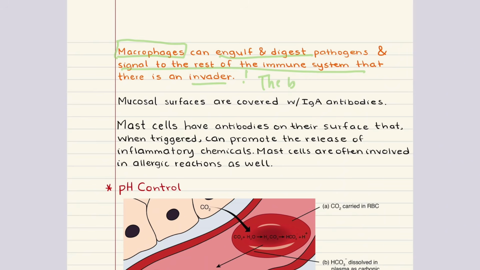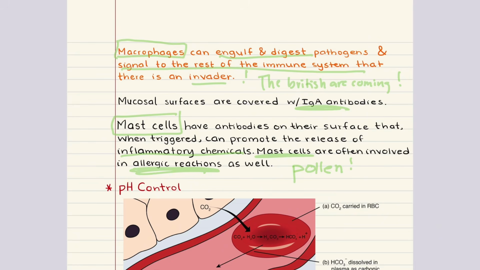The mucosal surfaces of the respiratory tract are also covered in IgA antibodies. This is going to help neutralize pathogens before they can even enter deeper tissues. Finally, the respiratory system contains mast cells, which are part of the immune response. Mast cells have antibodies on their surface, and when they encounter a triggering substance, they're going to release inflammatory chemicals. And these responses can really help fight infection. But also, mast cells are involved in allergic reactions where the immune system overreacts to harmless substances like pollen.